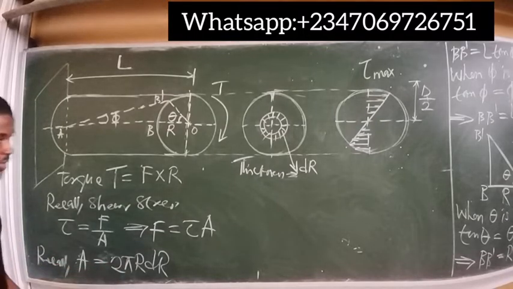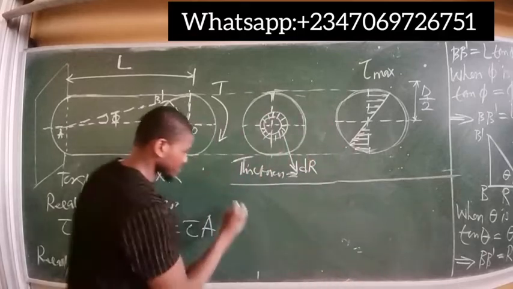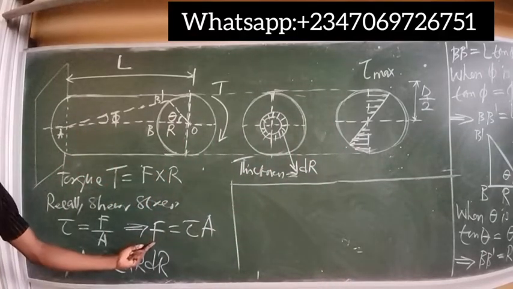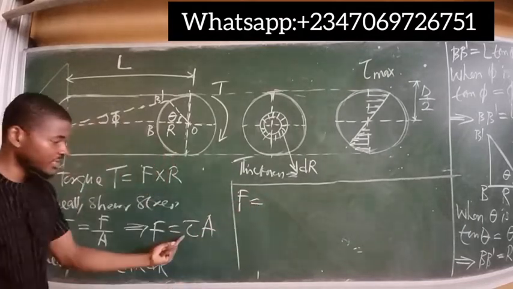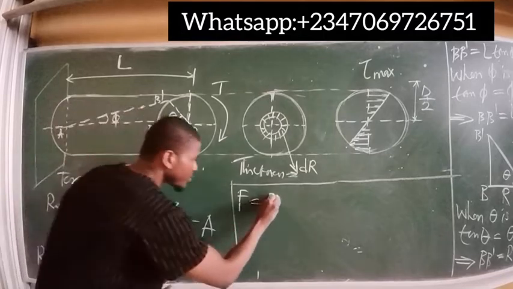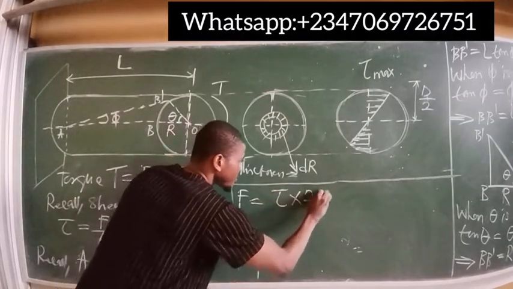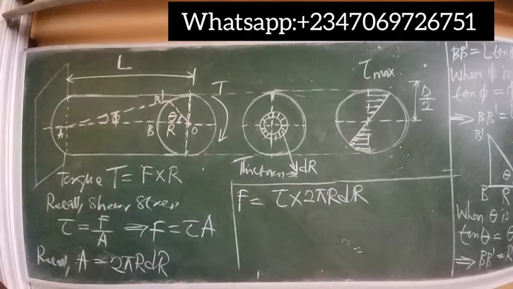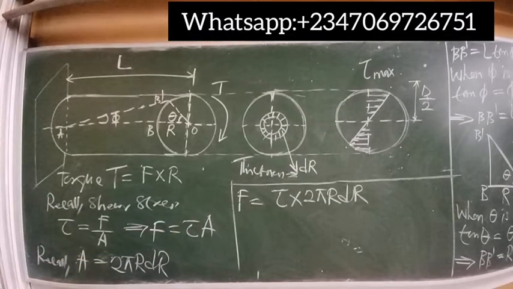So if this is the area, it means now that we can actually find the force. The force F is equal to shear stress times area. It becomes shear stress times 2 pi r dr. Of course, 2 pi r dr is the area of what? The sphere. So force is simply shear stress times 2 pi r dr.